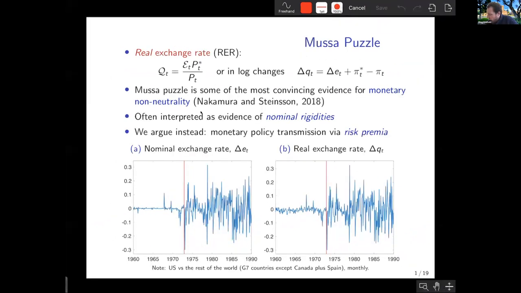So what we do in the Mussa puzzle paper, we argue that if you look at a broader set of facts associated with the switch from a peg to a float, which we're going to call the broader set of Mussa facts, then nominal rigidities are not sufficient to explain them. And in fact, they're even not necessary to explain them. Instead, overall, the evidence points towards the role of the transmission of monetary policy through the financial markets, through the risk premia in the financial market.